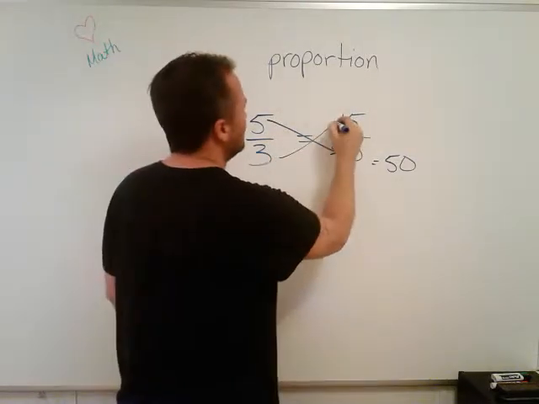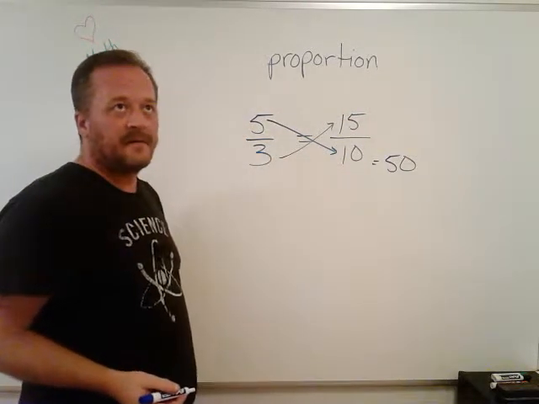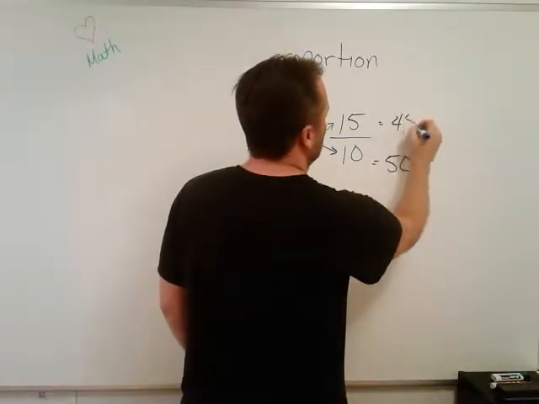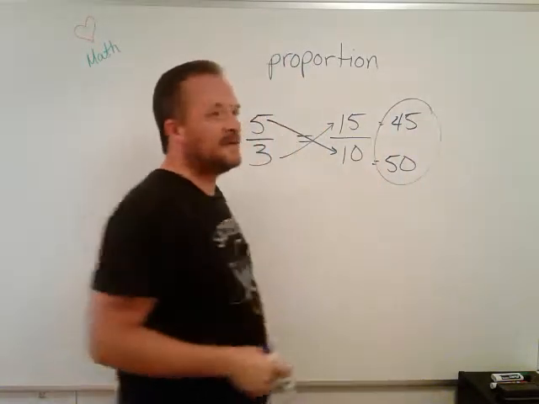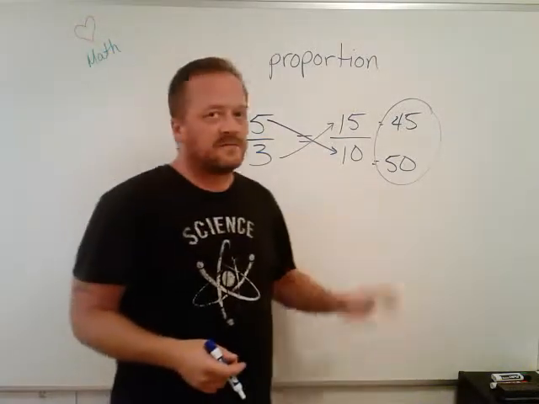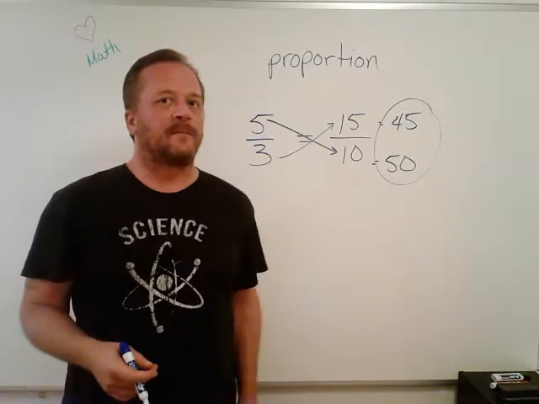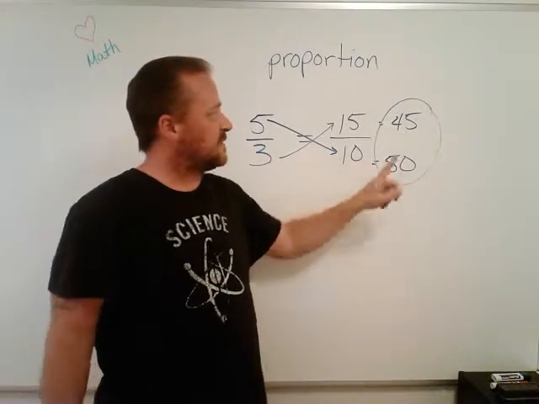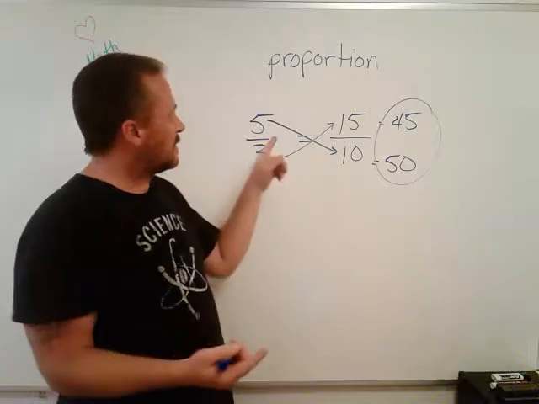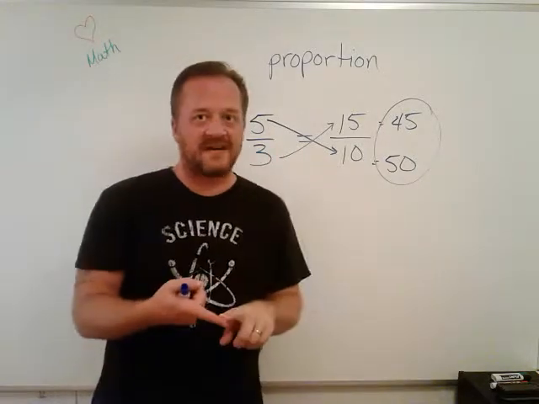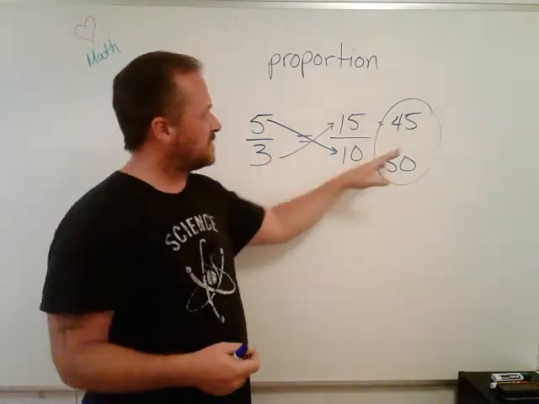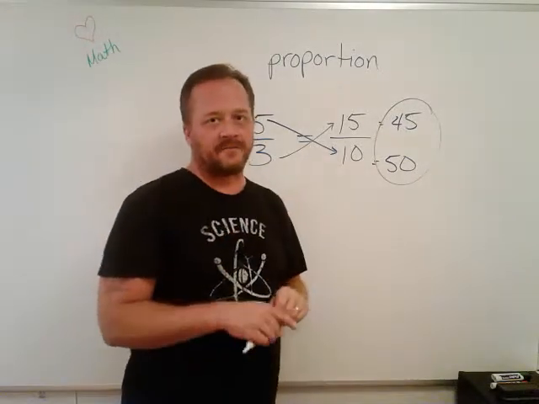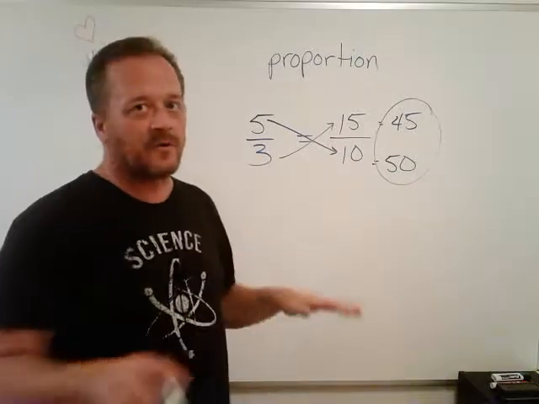3 times 15, 15, 30, 45. And here again, we can see that this is not a match. Those numbers have to be exactly the same for this to show a proportional relationship, and it doesn't, because these numbers don't match. So our factor test didn't work, and our cross multiplying test didn't work. This right here is not a proportion. These two ratios are not proportional.